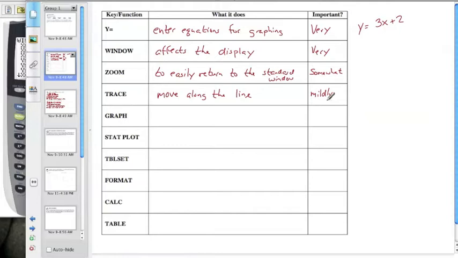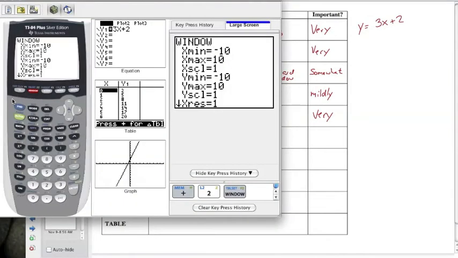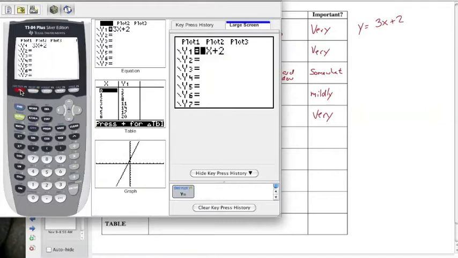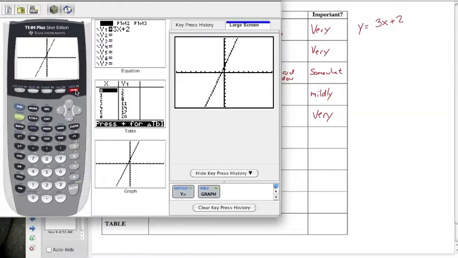And then the graph button is the button you hit to actually display your graph. So this one is also very important. And notice what happens here. From the y equals, if I go back to the y equals, there's my equation. In order to actually show what this equation is on the graph, I hit the graph button, and there it is. So now I have a picture of this line. And we'll get into a little more of that in a bit.